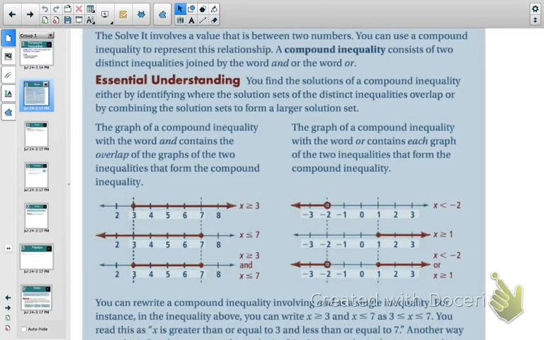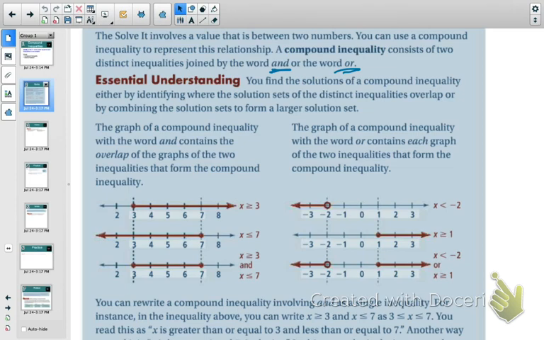So let's jump down to here. A compound inequality consists of 2 distinct inequalities, that means 2 different inequalities, joined by the word and or the word or. Okay, so those are the keywords here, and or. You find the solutions of a compound inequality either by identifying where the solution set overlaps, or by combining the solution sets to form a larger solution set.